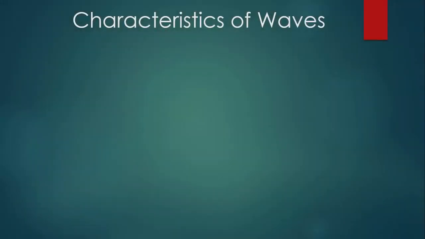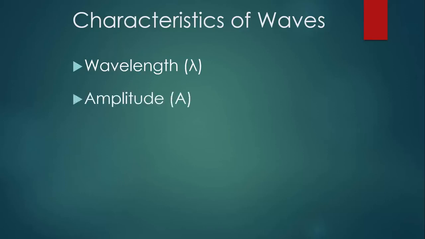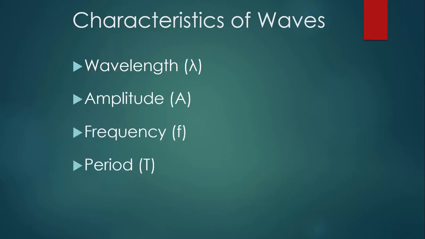The focus of this lesson is to learn about the different characteristics of waves. We'll mostly be looking at transverse waves, but these characteristics apply to both transverse and longitudinal. Here's a quick list of the characteristics we'll be looking at. Wavelength, which is abbreviated by the Greek letter lambda, kind of looks like an upside down lowercase y. Amplitude, frequency, period, which is a capital T, as opposed to the lowercase t that we use for time, and speed. Now we'll take a look at each one of those individually.